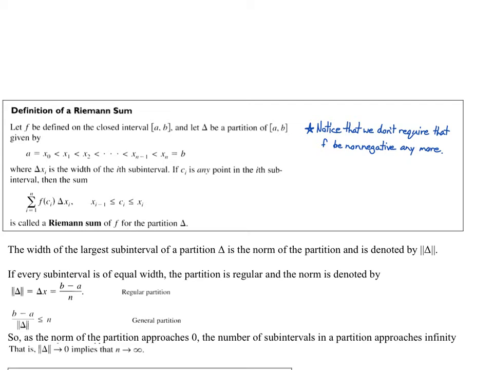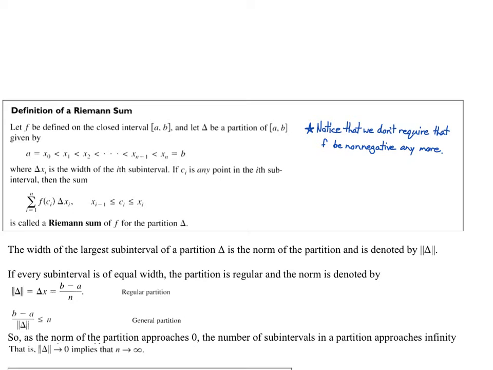So notice these x's are all the ends of the partitions. X sub 0 is a, x sub n is b, and then x sub 1 through whatever are all the ends of the partitions in the interval. And it also says where delta x sub i is the width of the ith subinterval. That's what we had to figure out up above.